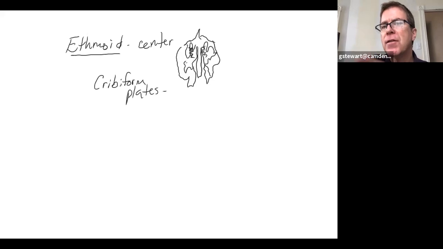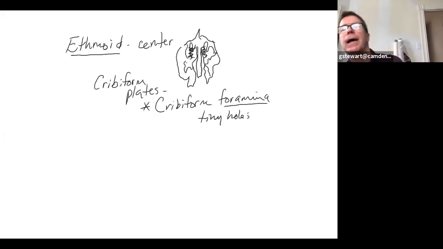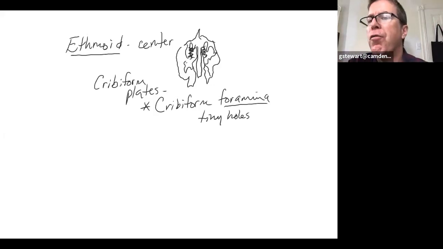These plates are just flat, horizontal little plates of bone that have small holes in them called the cribriform foramina. That just means small hole. These are important. The cribriform foramina are tiny, tiny holes that allow olfactory nerve endings to penetrate.